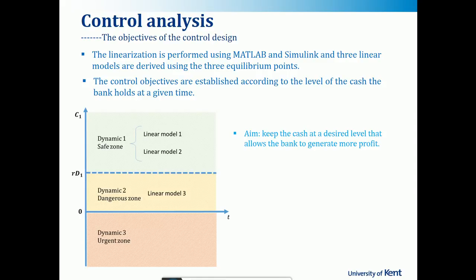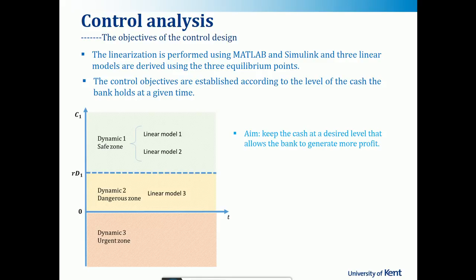In the first region, the cash is above the reserve ratio requirement, which satisfied the conditions shown in case 1 and 2. So this dynamic can be described by linear model 1 and 2. The bank is considered to stay in a safe zone under this dynamic. So the aim of the control is to keep the cash at a desired level that allows the bank to generate more profit.